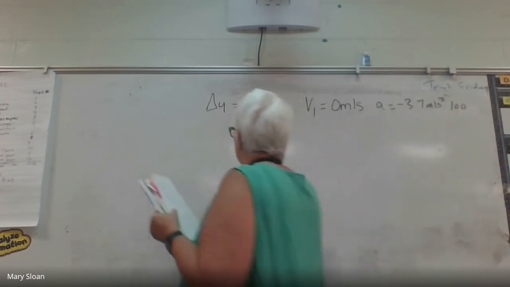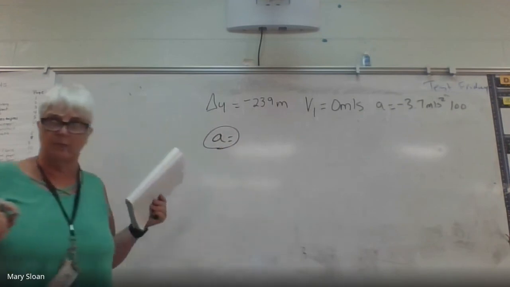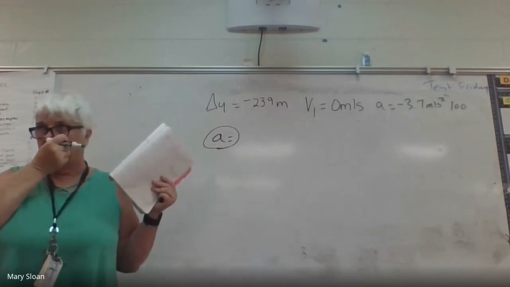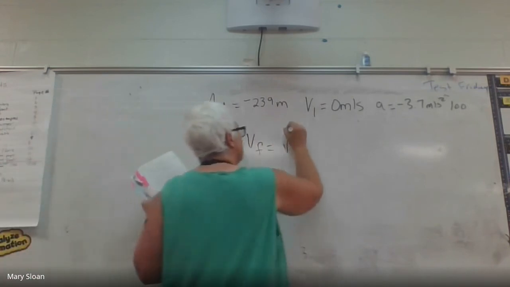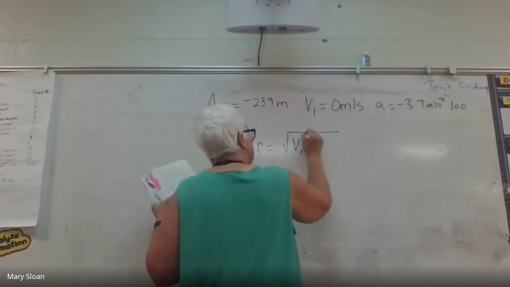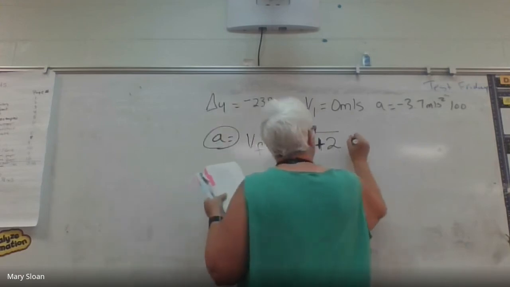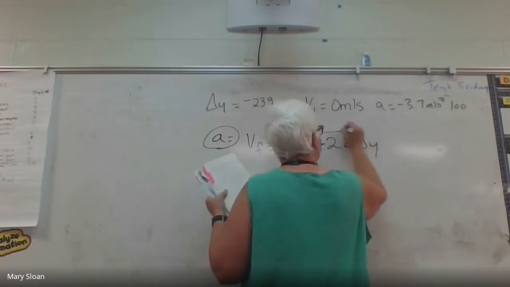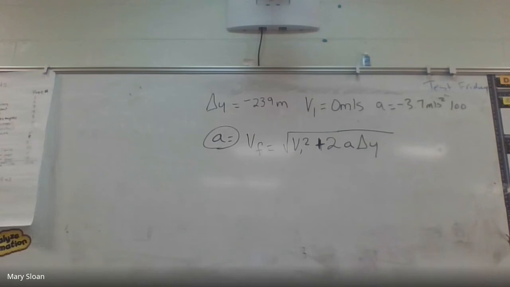You're right. Okay, so what formula are we going to try to use for this? What are we looking for? Velocity final. Velocity final is the square root of velocity initial squared plus 2 times the acceleration times the change in y. It is a plus. I say that so I know it's not t for time, just to make sure I understand it's a plus. Is everybody good so far?